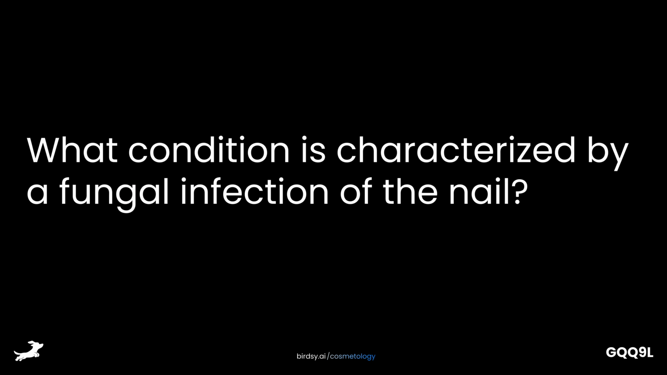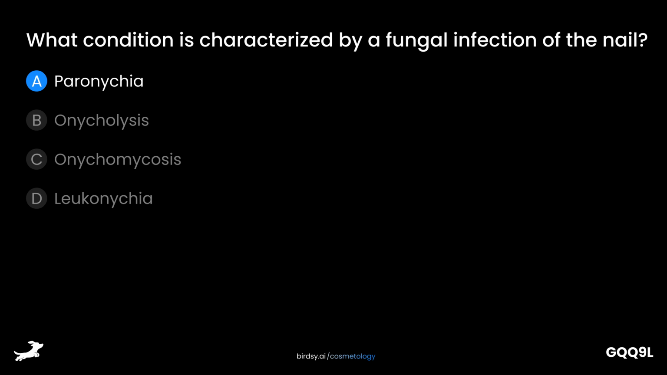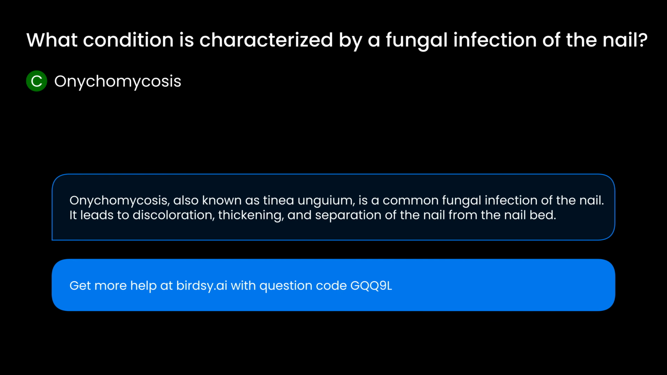What condition is characterized by a fungal infection of the nail? Is it A, paronychia, B, onycholysis, C, onychosis, or D, leukonychia? The answer is C, onychosis. Onychomycosis, also known as tinea unguium, is a common fungal infection of the nail. It leads to discoloration, thickening, and separation of the nail from the nail bed.